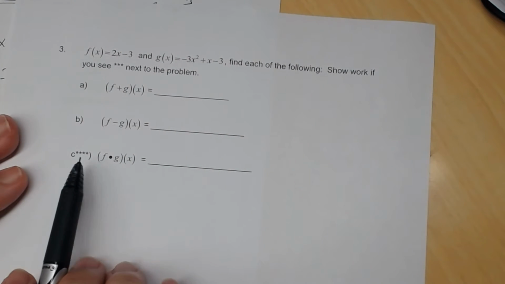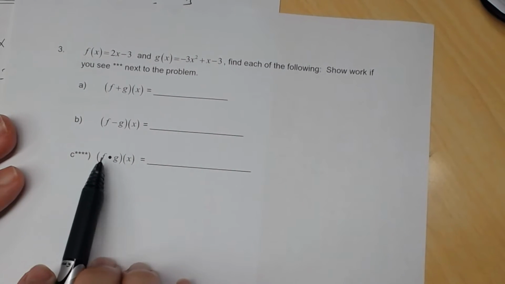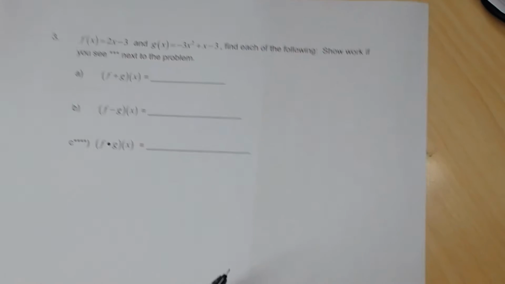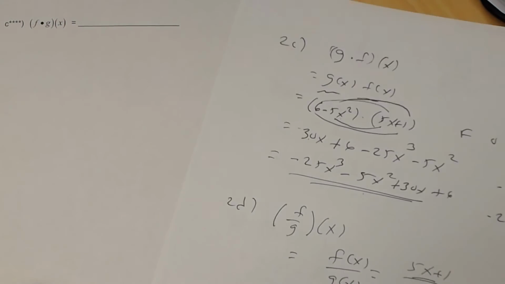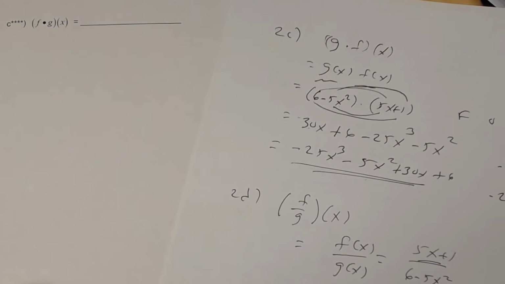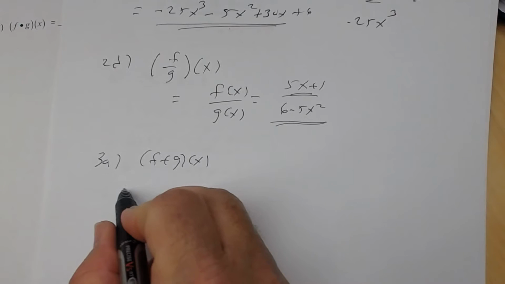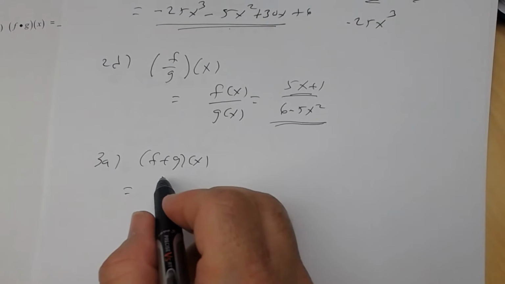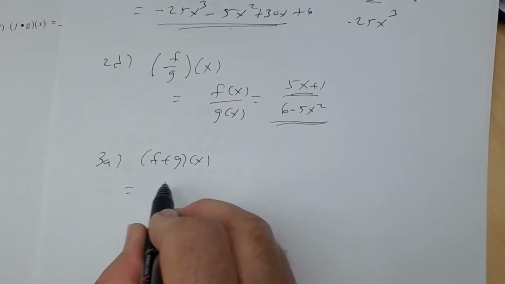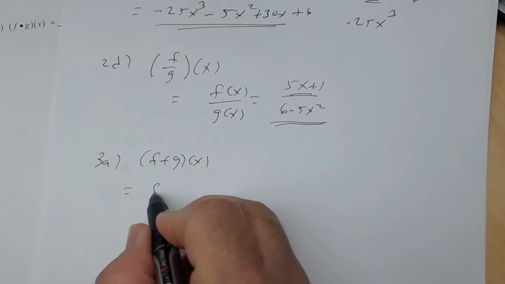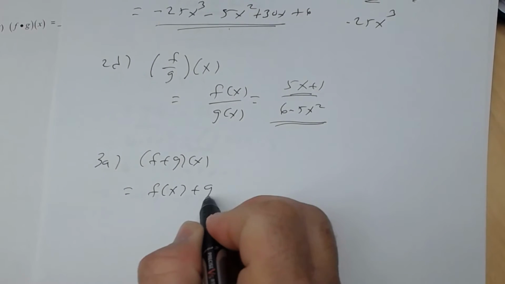Now it says to show the work for this one, so we have to show the work for this one. You can see why. So let's go ahead and do 3a. So 3a, you want to find f plus g at x. So f plus g at x. By definition, remember f plus g at x, so you're finding the sum of those two functions. So f plus g at x is defined to be f of x plus g of x.